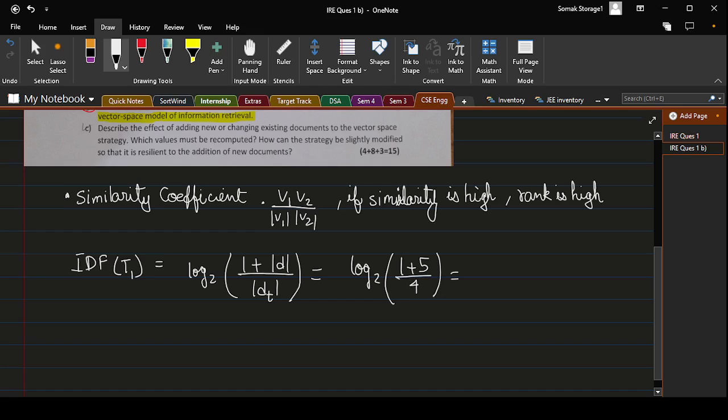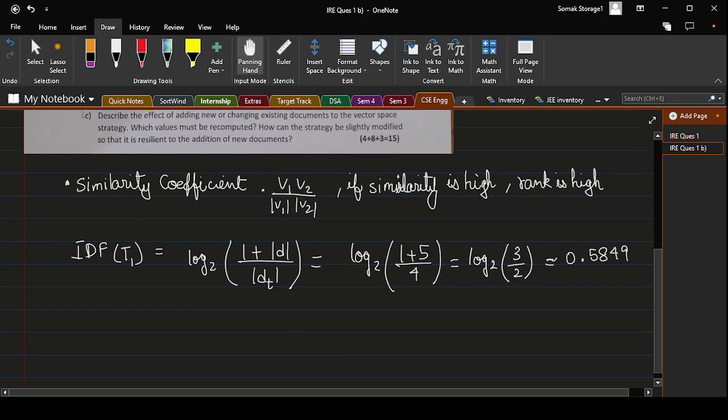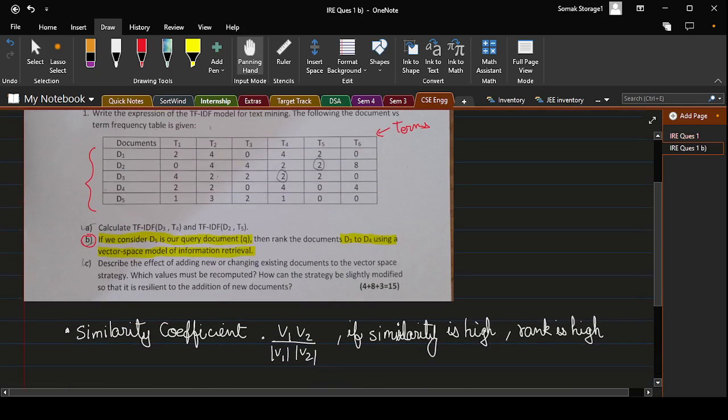If we try to calculate the value, it will be log base 2 of 3 by 2, right? And we try to calculate it. So log of 1.5 divided by log of 2, right? So it's coming nearly equal to 0.5849, right? This is for T1. So similarly we will calculate for all the 6 terms.